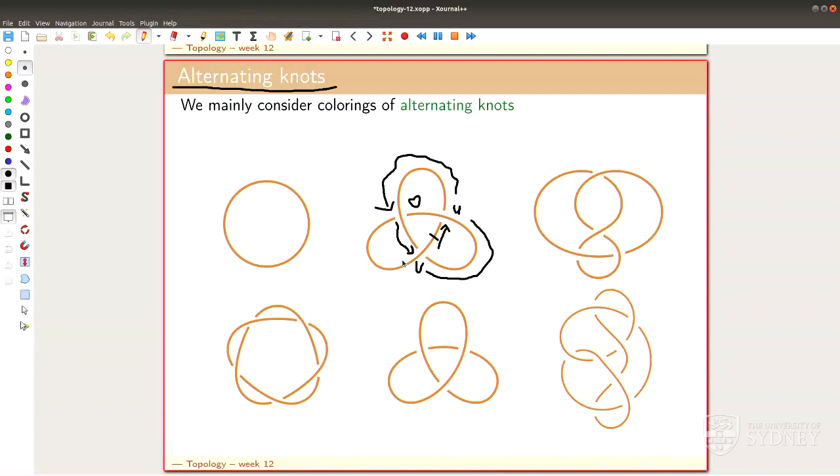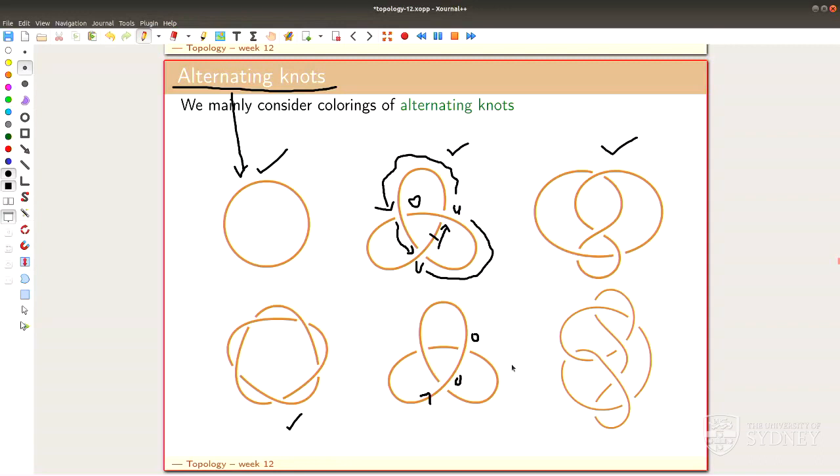By convention, this one is an alternating knot as well, because if you travel around, you always alternate between over and under. So this is alternating. This is alternating. Let's see this one here. If you stare at it for a second, you will see you travel around, you go under, over, under, over, under, over. So this is alternating as well. Here the same, you go under, over, under, over, under, and so on. Alternating. This is not alternating because, let's do it again, you go over and then over again. So this is not alternating.